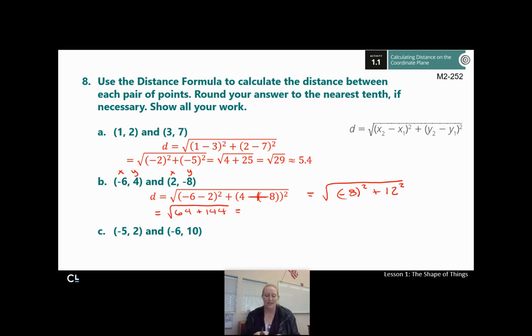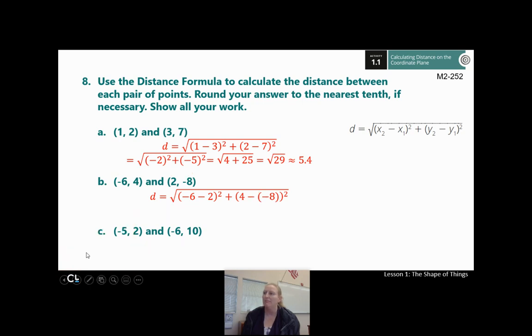And I need my calculator here. 64 plus 144, that gives me 208. And I definitely need a calculator because I don't know what the square root of 208 is, but my calculator does. And so it looks like if I round to the nearest tenth, I get 14.4. Yay! Again, I'll show you the pretty version.